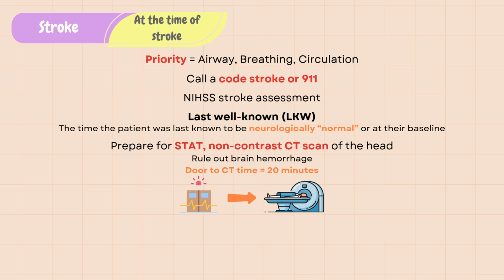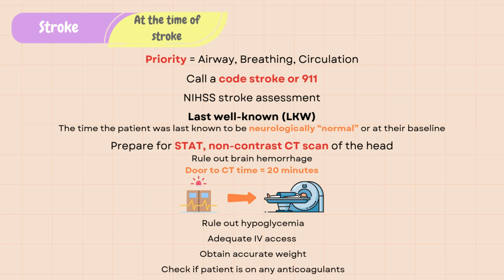Other interventions that should be done at the time of stroke include checking blood sugar to rule out hypoglycemia, which can mimic stroke symptoms, ensuring adequate IV access. Obtain accurate weight for possible administration of thrombolytics, which are dosed based on weight, and check if the patient is on any anticoagulants. But all of these interventions should not delay the 20-minute window for door to CT scan.